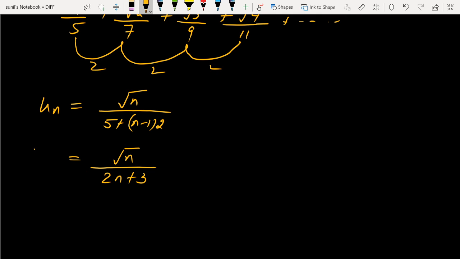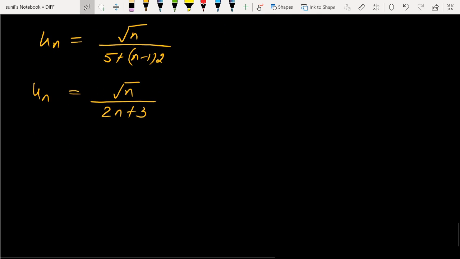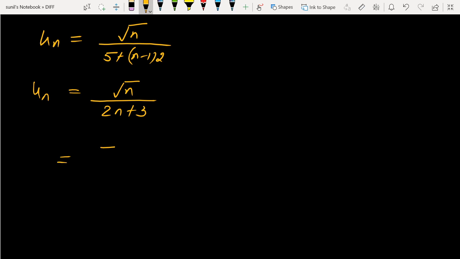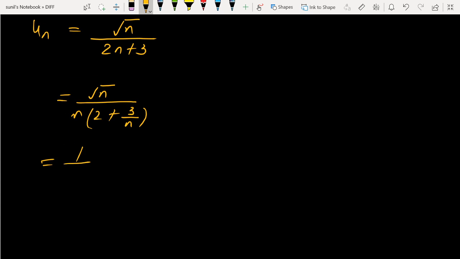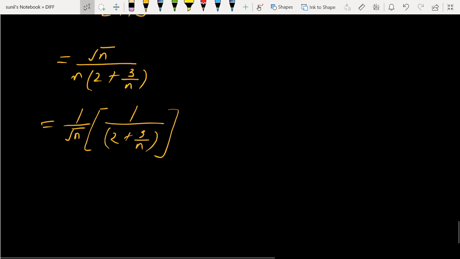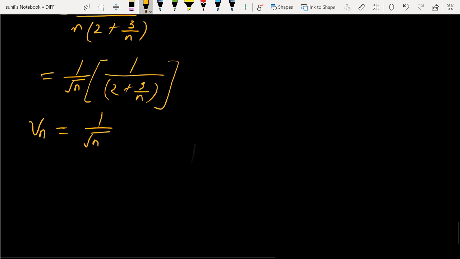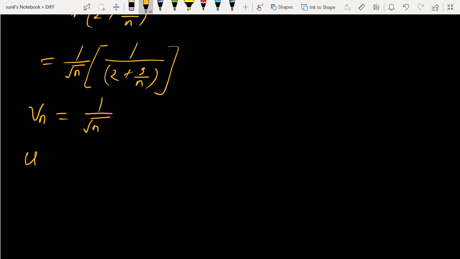Now again from the Un we will get Vn. In the numerator itself root n is common. In the denominator if I take n as common, so 2 plus 3 by n. Now if I adjust this power, it is turning out to be 1 by root n times of this. So you can say that my Vn is turning out to be 1 by root n.